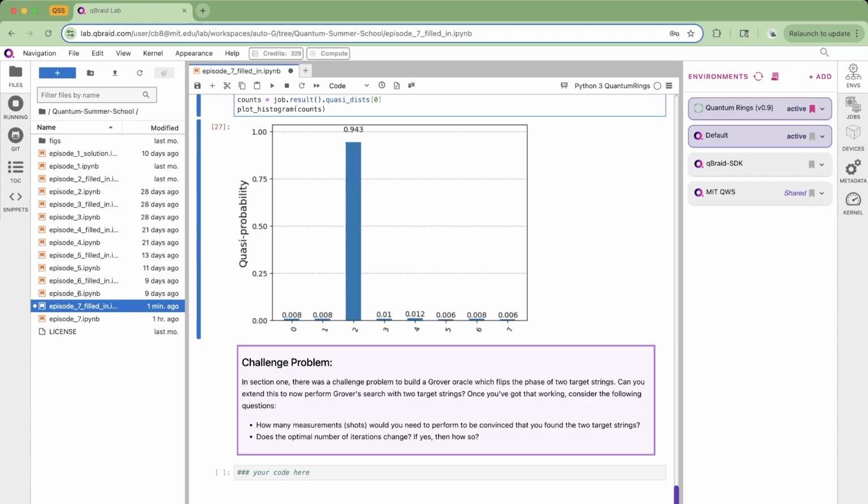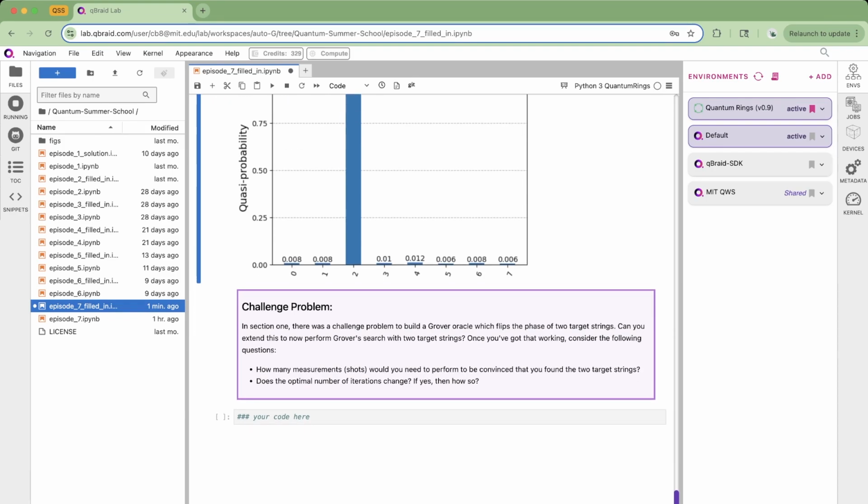So if you'd like an extra challenge, you can try and modify our algorithm so that you can search for 2 target strings. And so all you need for that is you need to modify the phase flip oracle to flip the phase of the 2 target strings. And then everything else works the same. So the amplitude amplification process would still flip everything over the mean, which would amplify both of those states. And then once you have that built, some things you can consider is how many shots would you need to perform in order to be convinced that you found the 2 target strings? And then how does the optimal number of Grover iterations change?